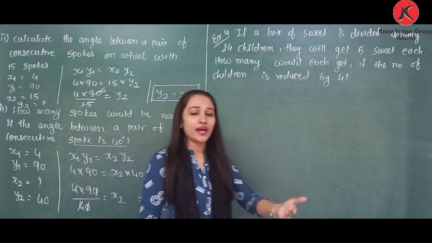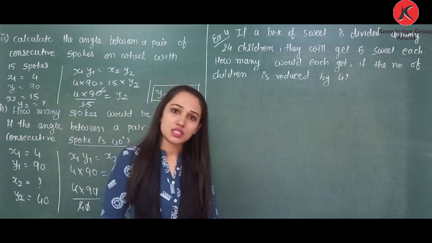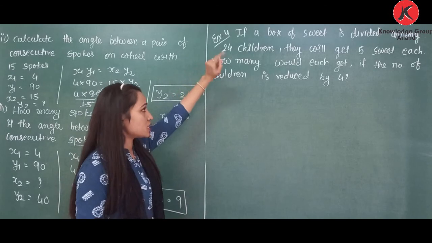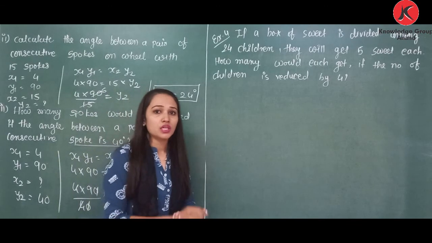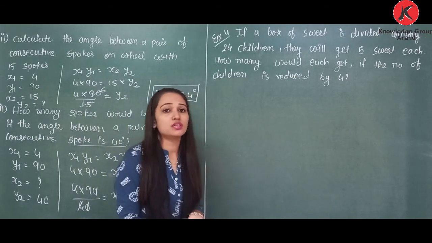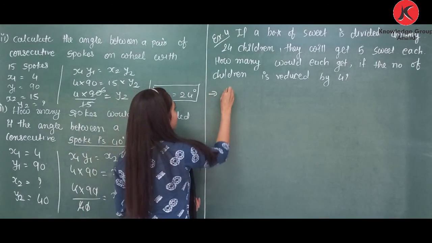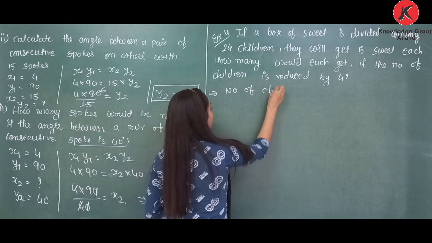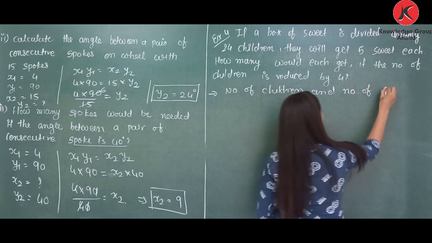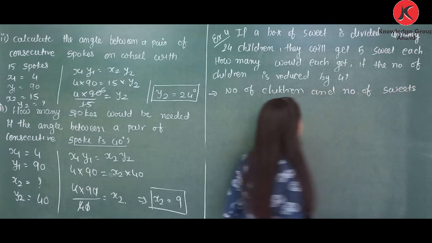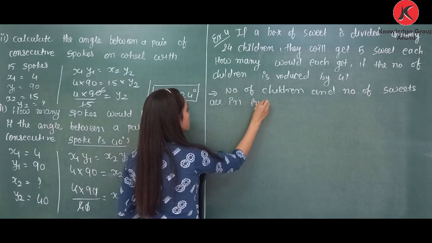So if the number of children are increasing, number of sweets will be decreased because bunch of sweets will be same. So number of sweets and number of children are in an inverse proportion. If children are reducing, each will get more sweet, and if children are increased, each will get less sweet. So that's why we can write number of children and number of sweets are in inverse proportion.